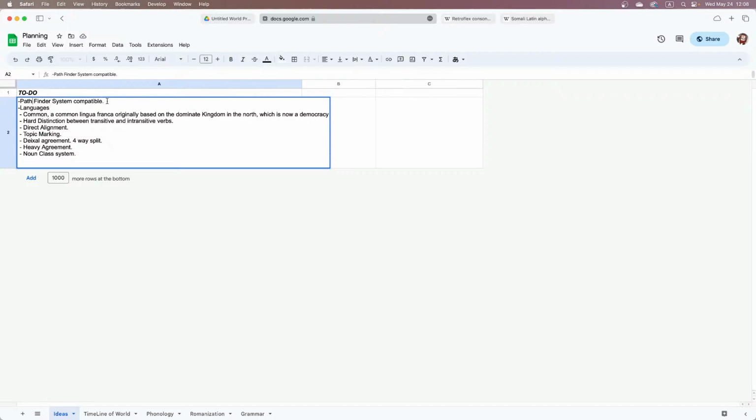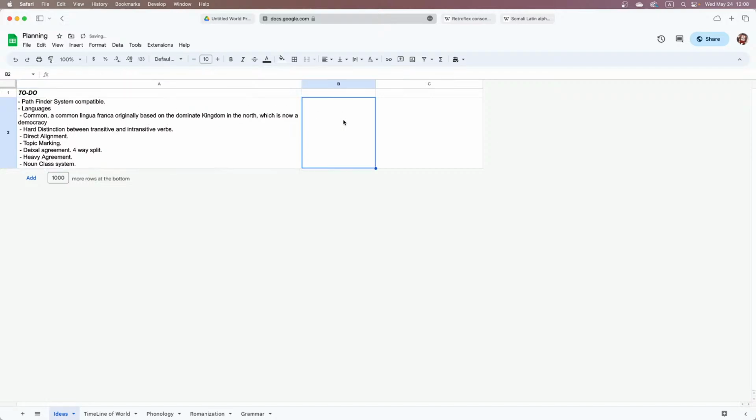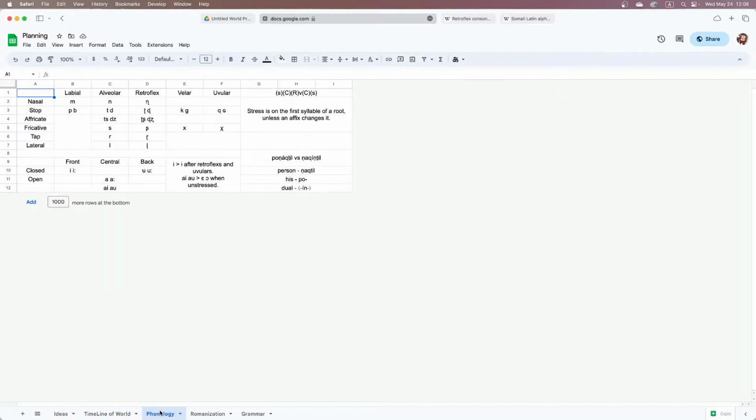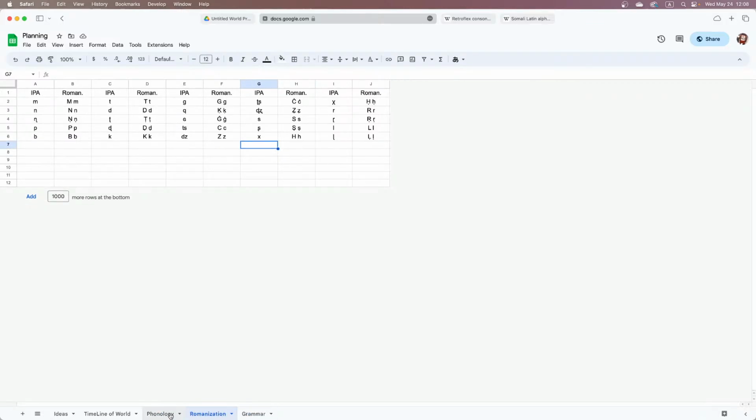This world I'm planning on making Pathfinder compatible, so if people want to make this into a Pathfinder campaign, or D&D campaign, or any type of thing, they can just come in and use it, create their own thing based off of it. But I don't know how much of the language people will be using, because this looks like it's going to be a fairly complex language I'm creating, as I always do.